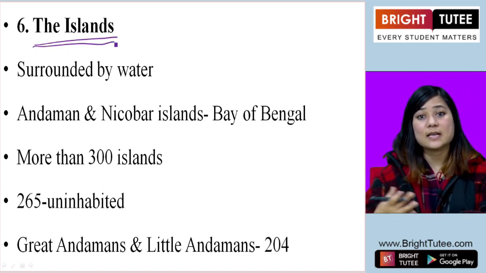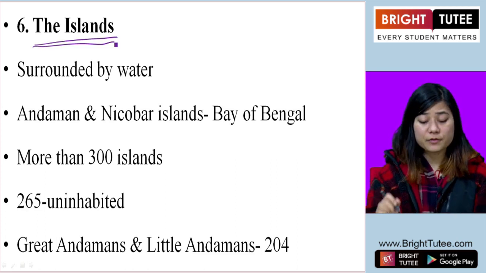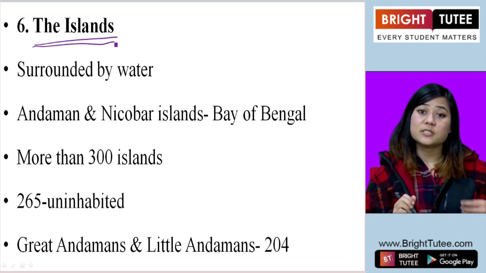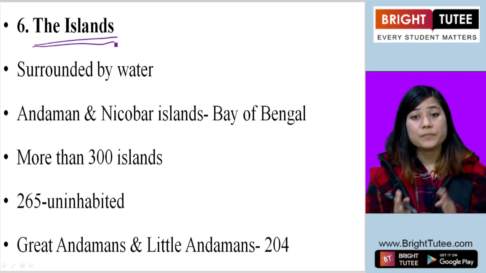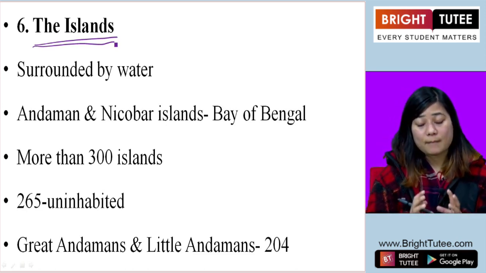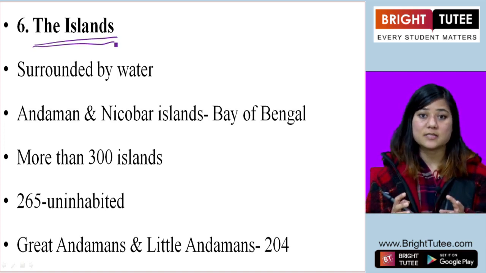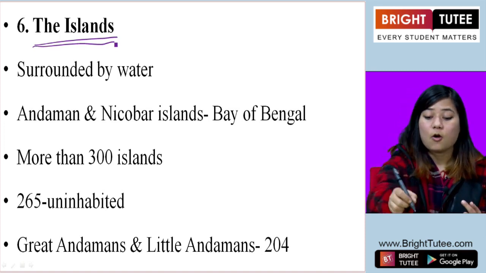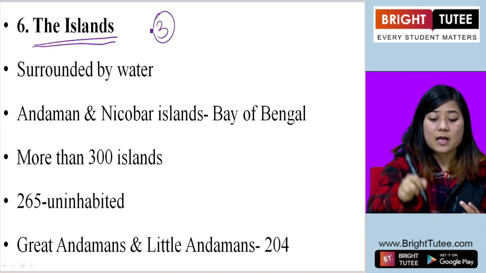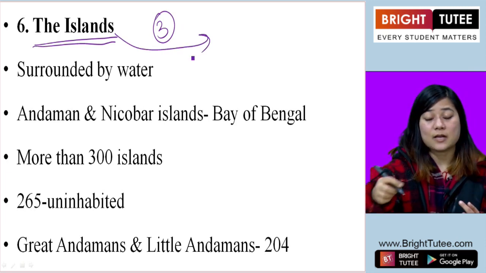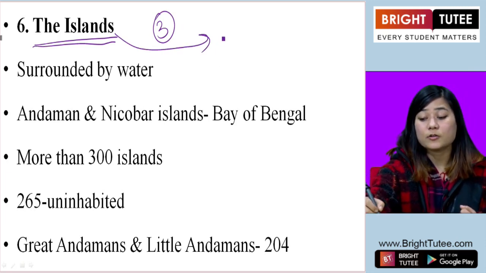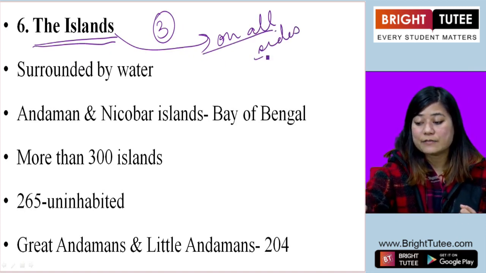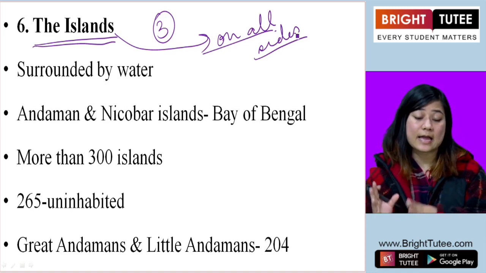India also has islands. Okay, if you remember, at the beginning of this lesson, I told you the difference between islands and peninsula. Peninsula is a mass of land or a body of land which is surrounded by water on three sides. Okay, but islands are those landmasses where the water surrounds on all sides. That is the difference between peninsula and an island.